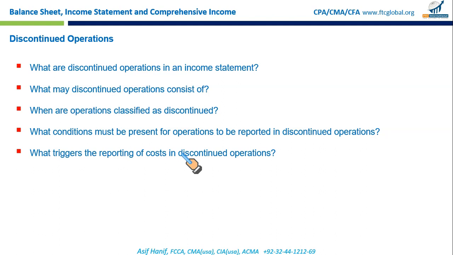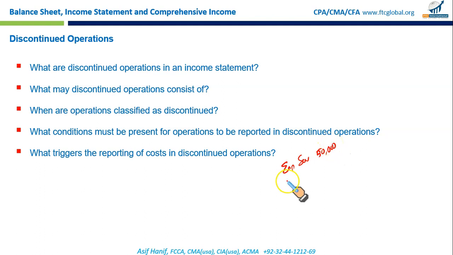What triggers the reporting of cost in discontinued operation? Costs are recognized when obligations to others exist. When we discontinue a segment, it may involve laying off some staff. Some people will have to be made redundant. So when you lay them off, you need to pay them something. So let us assume that we are going to lay off a few staff members because of this discontinued segment, and it might require employee severance pay. You need to pay them legally because they are being dismissed.